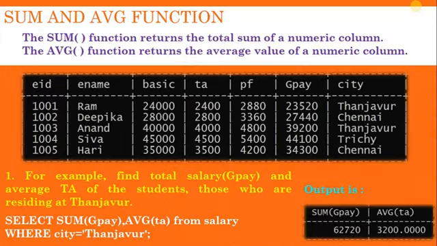Okay, then the next one is the sum and average function. The sum function returns the total sum of a numeric column. If we want to calculate the total of the numeric column values, we can sum that by using the sum function. And also the average function. The average function returns the average value of a numeric column. It is easy to calculate the average. How to calculate the average value? Sum of values divided by number of rows.